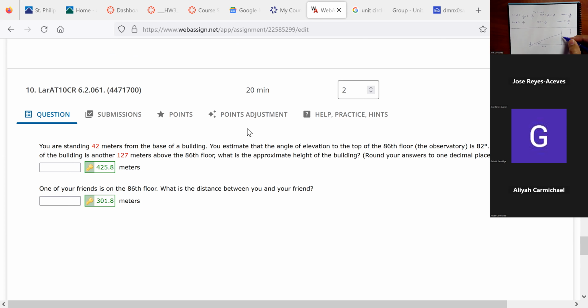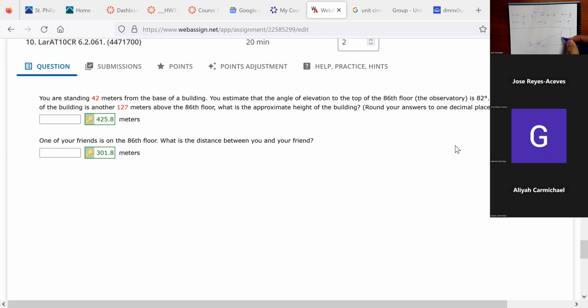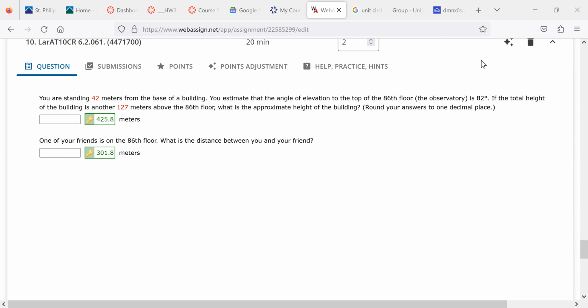So the first question says, if the total height of the building is another 127 meters above the 86th floor, so we'll pretend this is the 86, what is the height of the building? Okay. And then the second part says, if your friend's on the 86, what's the distance between you and your friend? I'll figure that out later.